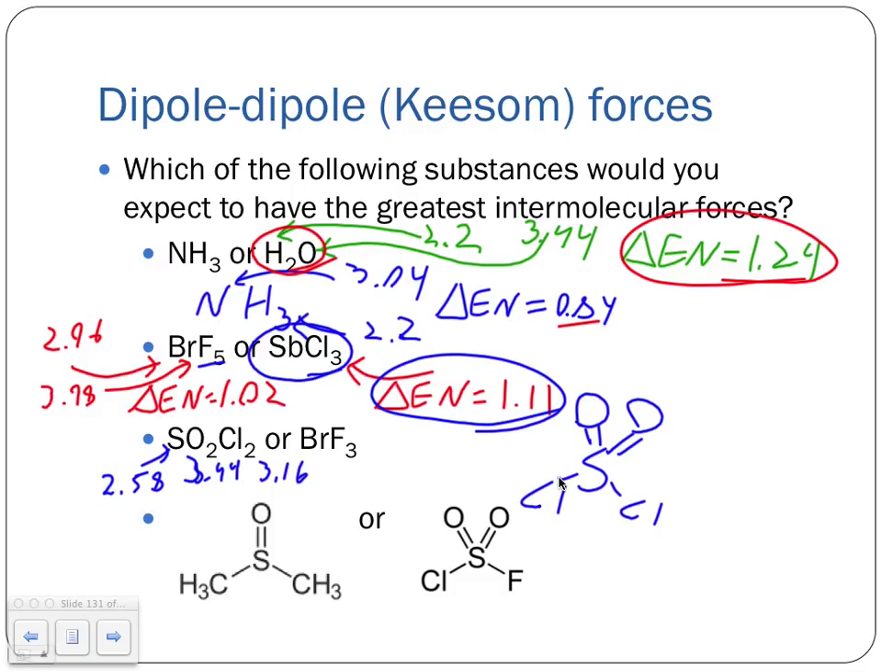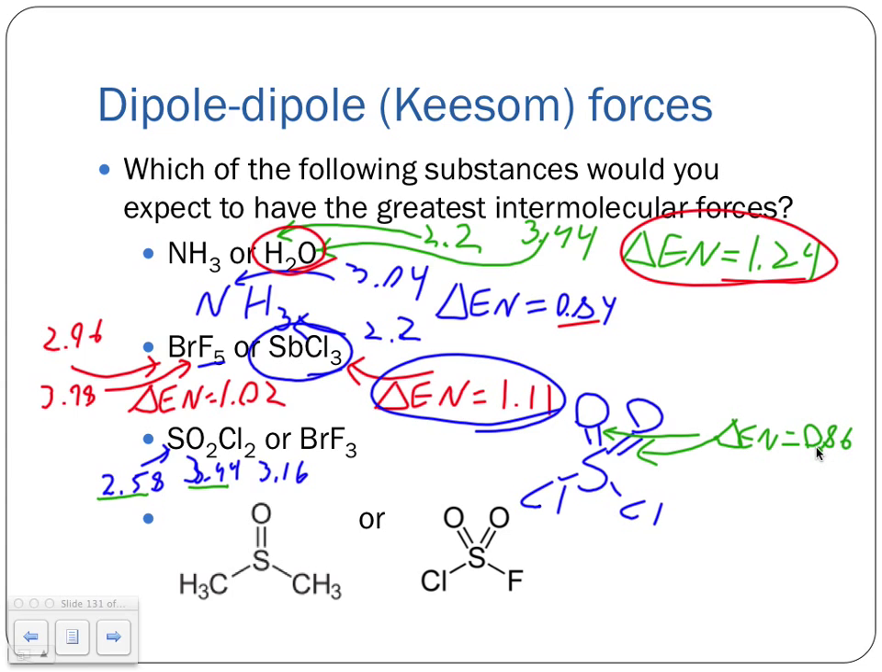So now that we know how they're hooked up, we can figure out which one of these is going to make the most polar bond. So we have S-O bonds and S-Cl bonds. Well, sulfur, we said, was 2.58. And oxygen is 3.44. So that SO bond right here would be 3.44 minus 2.58, and the same is true for this bond right here, which is going to have an electronegativity difference of 0.86.